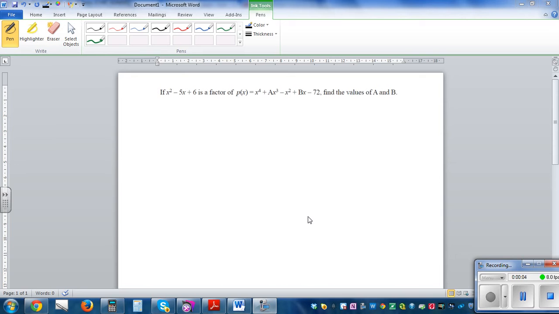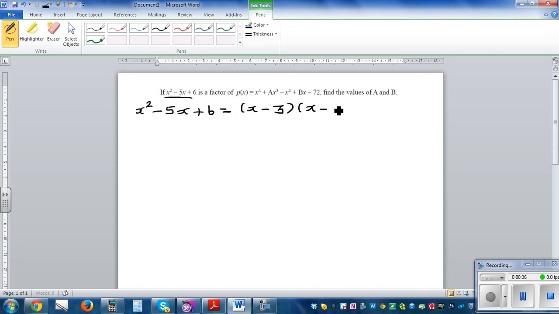If x squared minus 5x plus 6 is a factor of this polynomial, p of x is equal to x to the power 4 plus ax cubed minus x squared plus bx minus 72, find the values of a and b. So the first thing that is given is this is a factor of this polynomial. So let's factorize that. So x squared minus 5x plus 6, if you factorize that, this is x minus 3 times x minus 2.